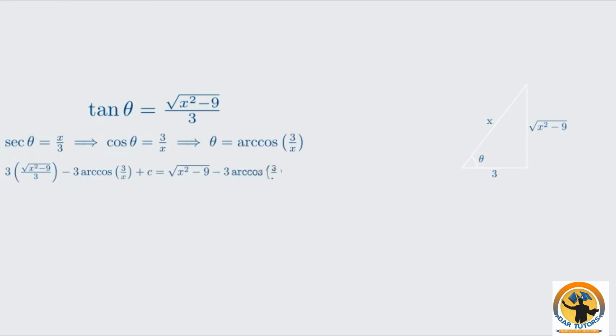Substituting these back into our answer, we get 3 times the square root of x squared minus 9 over 3, minus 3 times the arcsine of 3 over x plus c. This simplifies to the square root of x squared minus 9, minus 3 arcsine of 3 over x plus c. This example demonstrates the full process of trigonometric substitution, from choosing the substitution to converting the final answer back to the original variable. We have now covered 3 powerful integration techniques: partial fractions, substitution, and trigonometric substitution.